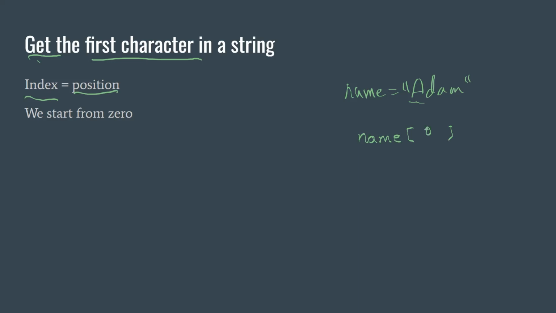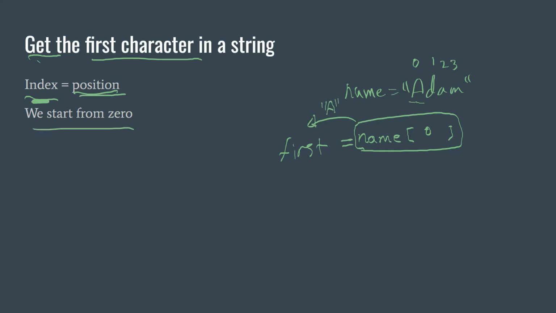Index and position always start from 0. So here, capital A is at index 0, D at 1, A at 2, and M at 3. So if I store this in a variable called, for example, first, then this operation will extract capital A, and I will store it inside the variable first. Again, index is a position, and we start counting from 0. This operation here is called indexing, which is extracting a specific character from a string.